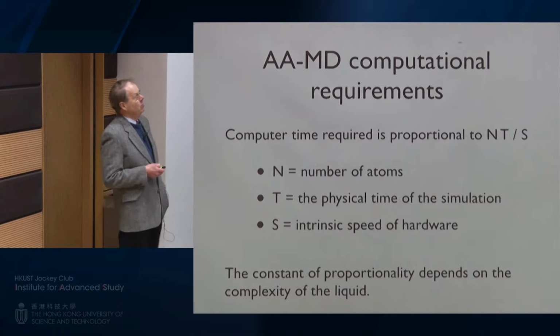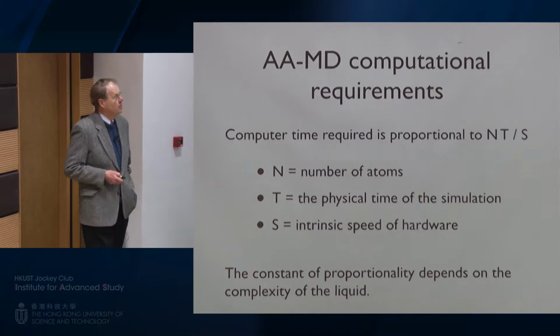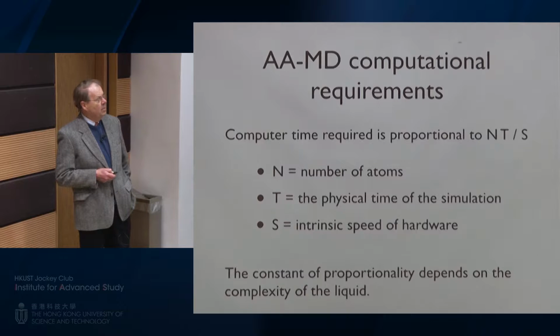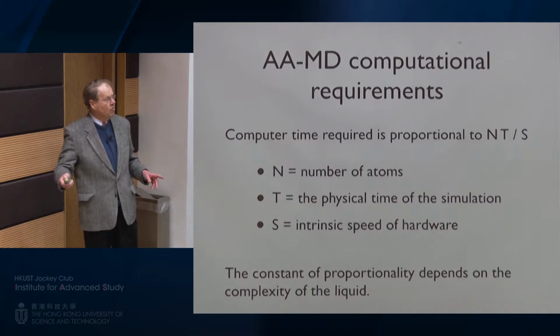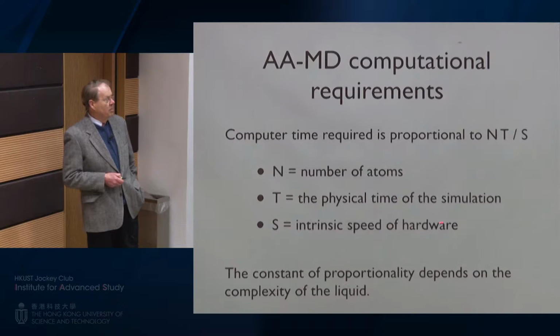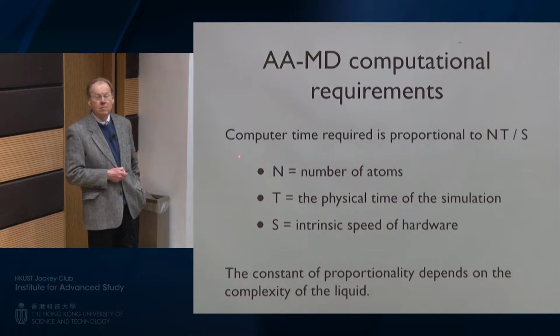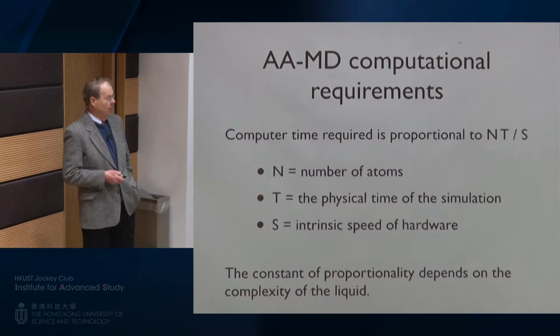So when you're doing all-atom molecular dynamics, there are some computational requirements. In particular, the computer time required is proportional to NT over S. N is the number of atoms. That is, the more atoms you have, the more computation you have to do. T is the physical time of the simulation. The longer the time you're trying to describe, the more computation you have to do. S is the intrinsic speed of the hardware. The larger the speed, the smaller the computer time required. And the constant of proportionality depends upon the complexity of the liquid.